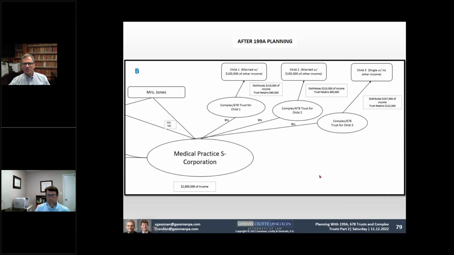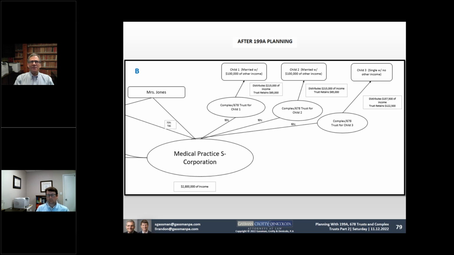Let me first go back to slide 79. If we use Section 678 trusts here, then child 1 is considered to be the owner of 10% of the S corporation and pays tax on the K-1 on 10% of the S corporation. But I want to emphasize that the 678 trust does not have to be only for child 1. It could be for Mrs. Jones and for the benefit of everyone in the family, and could spray income to charity, but child 1 is going to pay all the taxes on that.